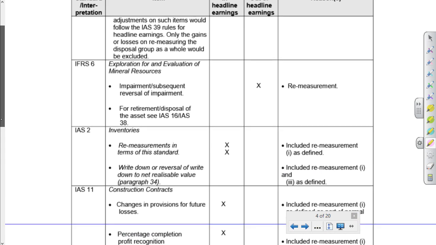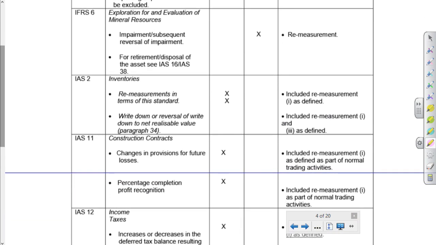IFRS 6 is mining. IAS 2 inventories. Maybe it's a good one to stop on. Look, write-downs or remeasurements of inventories, inventory write-offs, stay in. They're considered to be operational. So if I write off inventory, it's considered to be part of my day-to-day business. It stays in. I don't adjust for that.